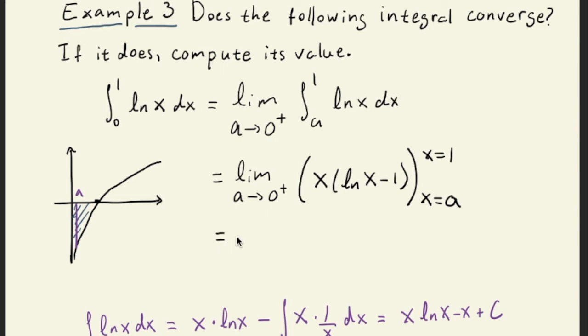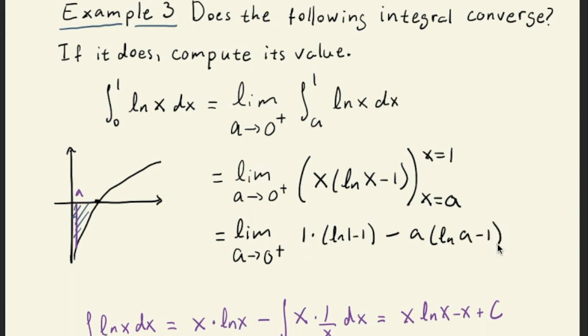All right, so this is the limit as a approaches 0 from the right. Plug in 1. That's going to be 1 times ln 1 minus 1 minus, plug in a times ln a minus 1. Okay, this here is 0. ln of 1 is 0.